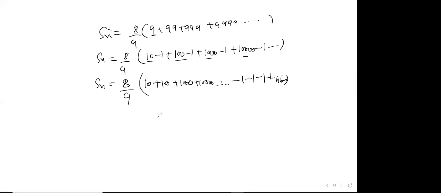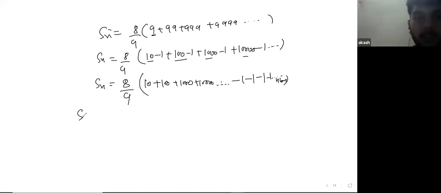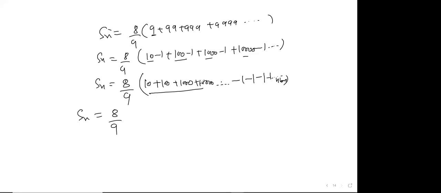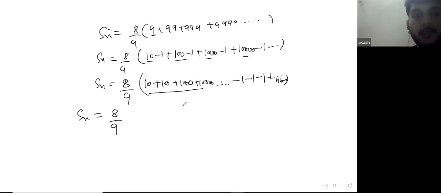So we have here Sn equals, is this an AP? No, sir. Is this a GP? Yes, this is a GP. So I can find the sum of this. The sum of this will be a into r to the power n minus 1 upon r minus 1, where a is 10 and r is 10, so 10 into (10 to the power n minus 1) upon 10 minus 1. Clear?